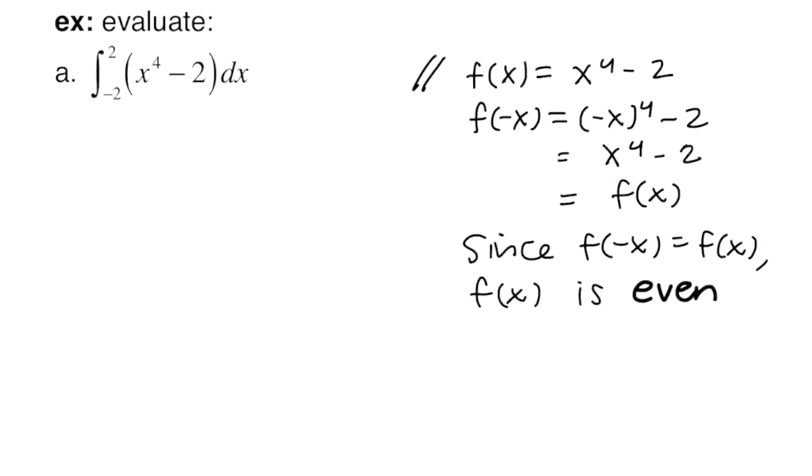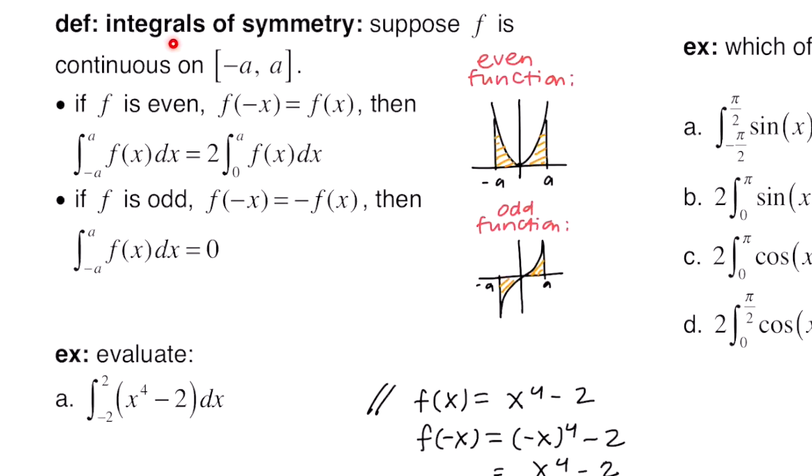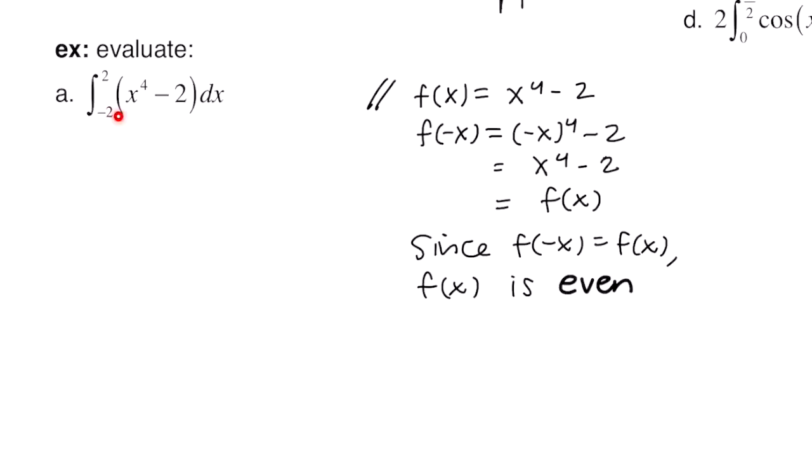When we plugged in -x and we simplified, we just got the original function, f of x. And I wrote that out, since f of -x equals f of x, then we know that f of x is an even function. So by the definition of integrals of symmetry, since f is even, that means integrating from -a to +a is the same as timesing by 2 and integrating from 0 to a. So instead of integrating from -2 to +2, we're going to bring out a 2, and then we're going to integrate from 0 to 2. We don't have a composition of functions, so we don't need to use the substitution rule to integrate, so we're just going to integrate this definite integral.